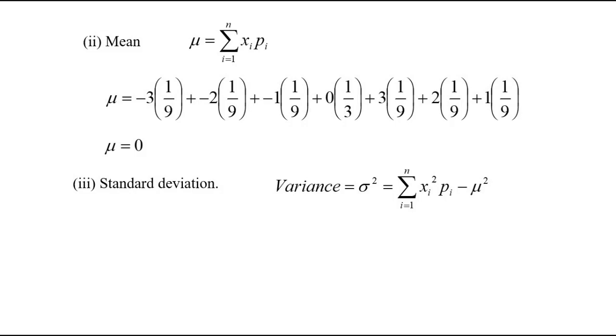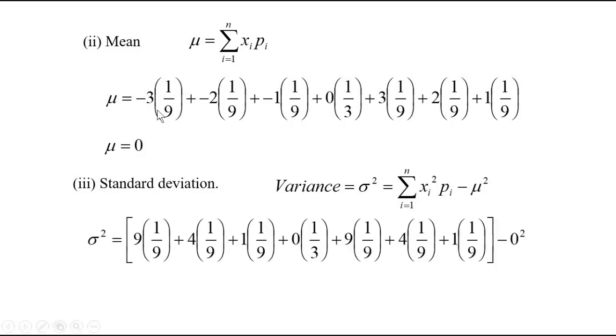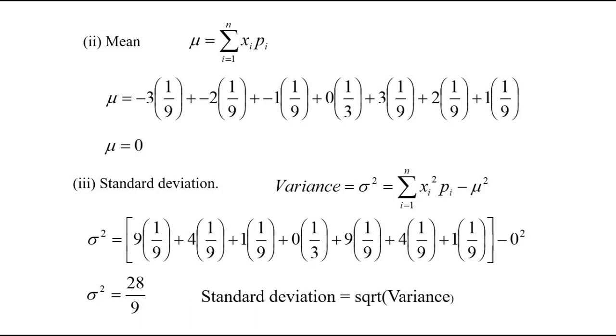Now let us find out the variance first. Variance is nothing but, you know, this is the formula, that is, you have to square the random variable and multiply with the probability. So 9 into 1 by 9 plus 4 into 1 by 9 plus 1 into 1 by 9 plus 0 square into 1 by 9, plus 1 by 3 plus 9 into 1 by 9 plus 4 into 1 by 9 plus 1 into 1 by 9, minus the mean square, which is 0 square. Thus we get 28 by 9, and this is our variance. We need a standard deviation, which is the square root of variance. So this is our standard deviation.